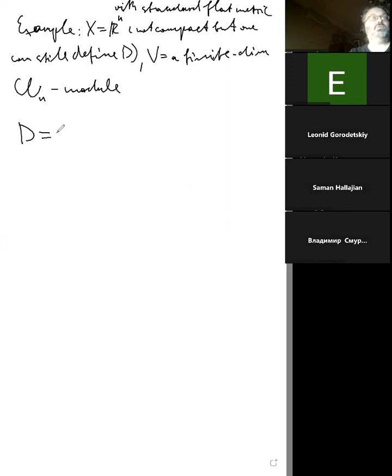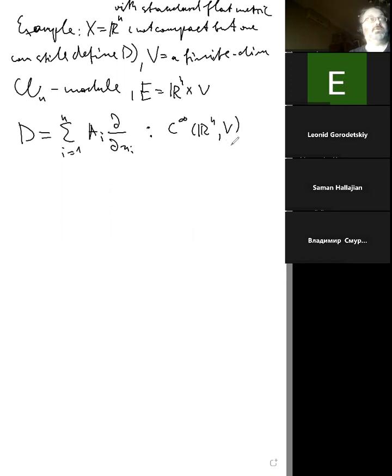So in this case, G will be the sum for i from 1 to n, Ai d over dxi. Well, we take E equal Rn cross V. So the operator will act on functions from Rn to V. Now, what does this operator do? Well, it takes a function, differentiates it with respect to xi, and the result is again a function from Rn to V.